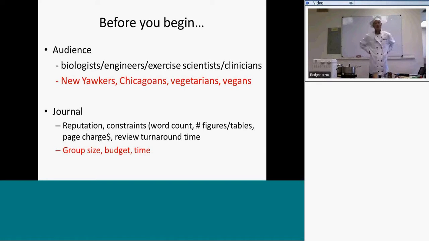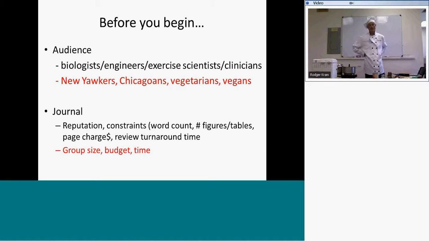So you want to think about which audience is going to be most interested in your paper. And it also affects how you're going to write and what you need to explain. As far as the other thing to decide, generally before I begin writing, I try to decide which journal it's going to go into. And this is a balance between the reputation of the journal and the constraints.